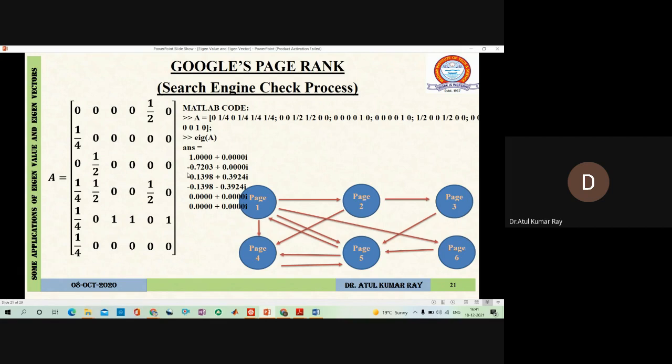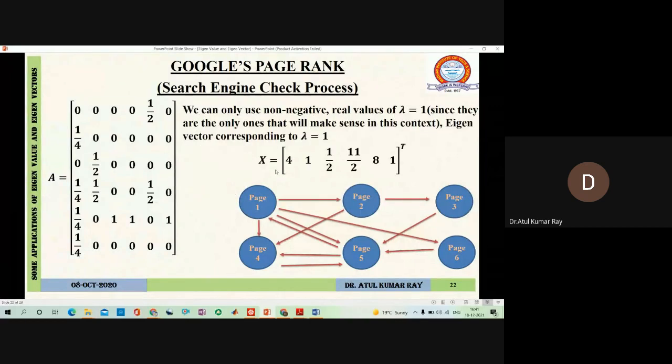Negative and complex eigenvalues are not related to this problem, because if you are liking something, it is considered a positive quantity. If you are not liking, it is directly zero. So there is no concept of negativity here. The eigenvalue suitable to our case is lambda equal to 1 only. If I take lambda equal to 1 and solve the system of equations, I will have this eigenvector.